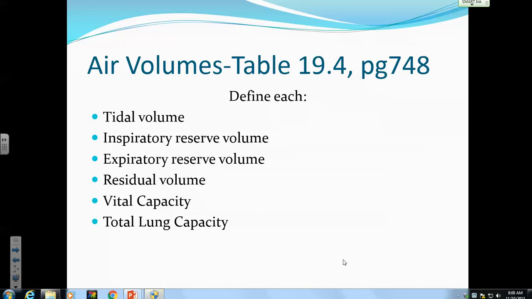Now the vital capacity is basically a combination of tidal, inspiratory, and expiratory reserves. So it's like you take the deepest breath possible, so that would be tidal and inspiratory reserve, and then exhale everything you think you could. That amount that you can exhale is your vital capacity.